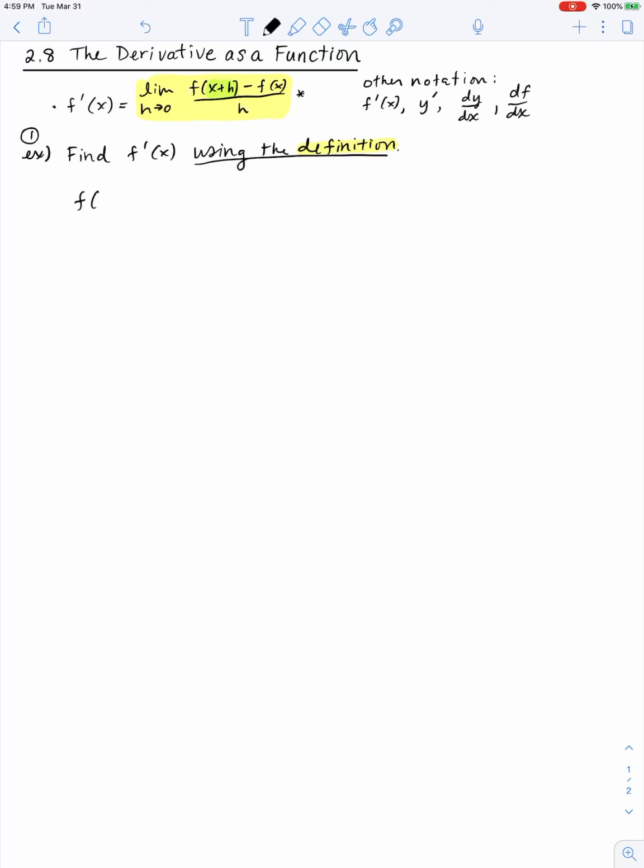So for example, if f of x is x plus root x, then f prime of x is going to be the limit as h approaches 0 of x plus h plus square root of x plus h. Here's the f of x plus h; we're replacing x with x plus h. And then minus x minus root x, all over h.